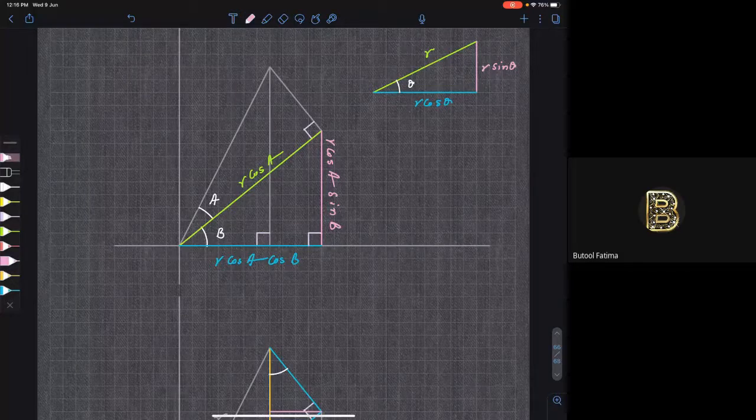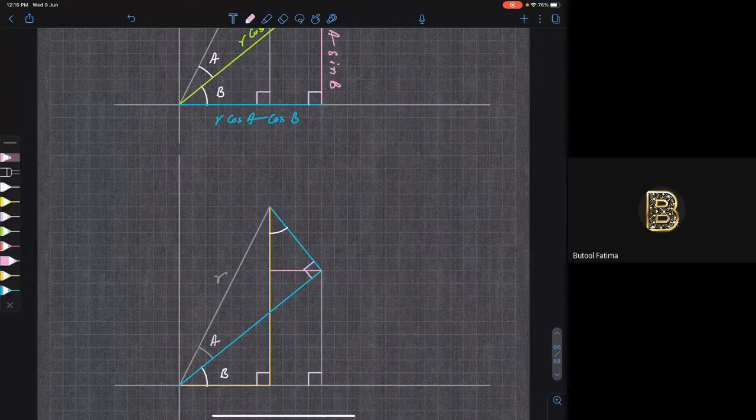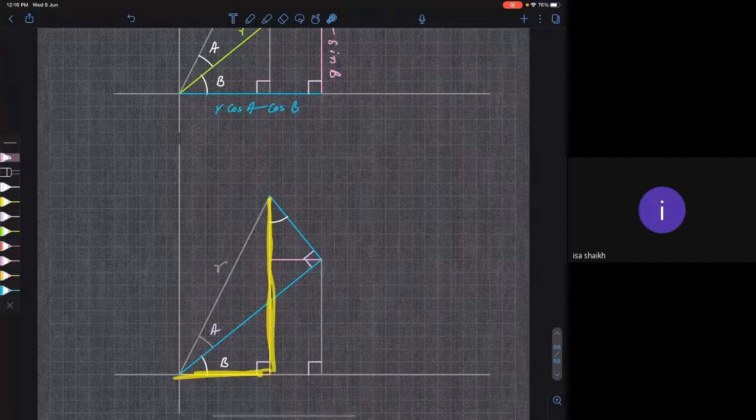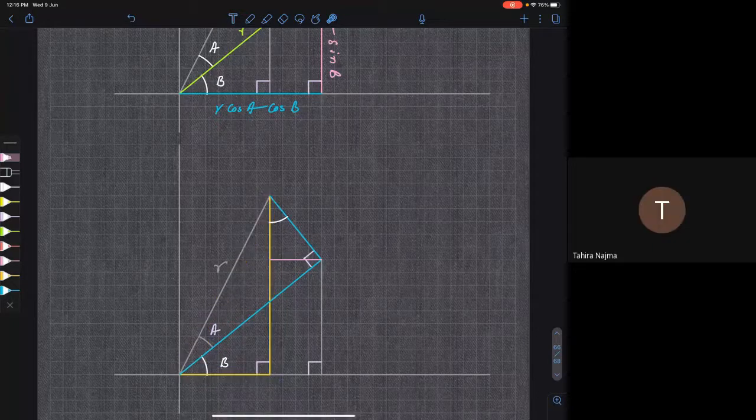Now, what we are interested in is finding sin(A+B) and cos(A+B). That means we are worried about which side? This side, pink and green, and this side. This is the right angle triangle containing angle A plus B. Are you getting my point? Yes, sir.